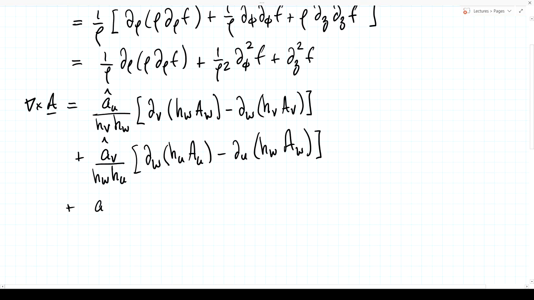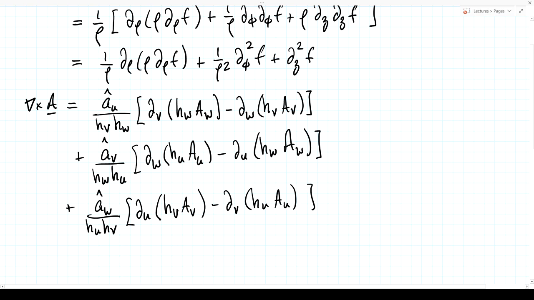Plus A hat W over HU HV times the U derivative of HV AV minus the V derivative of HU AU.